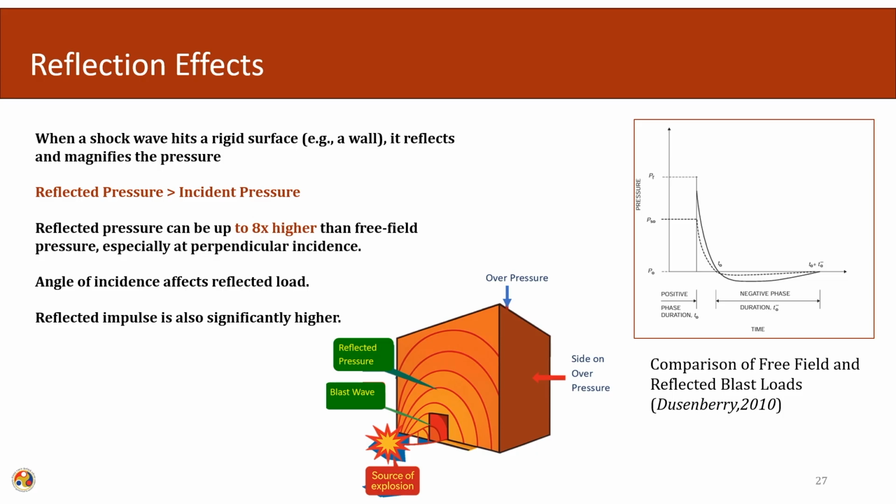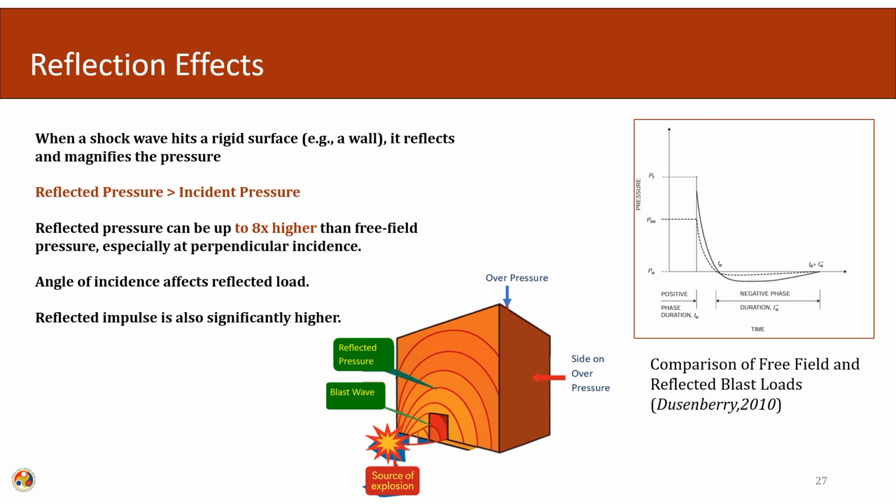Reflection effects. When a shock wave hits a rigid surface, for example a wall or another type of hindrance, it reflects and magnifies the pressure. The reflected pressure is normally always more than the incident pressure or the overpressure. The reflected pressure can be as high as 8 to 10 times that of the free field pressure or the overpressure, especially when this is at a perpendicular distance.